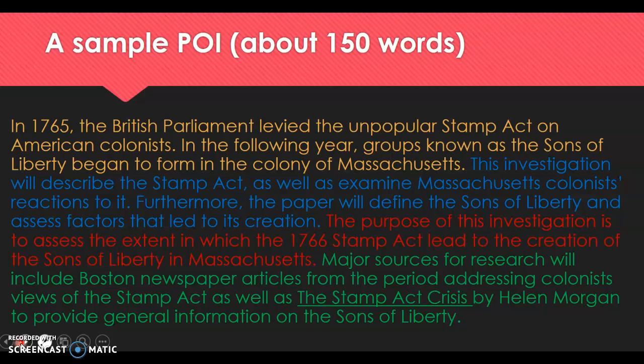It's implied in this. In 1765, the British Parliament levied the unpopular Stamp Act on American colonists. From that, I know that colonists are reacting. They don't like the Stamp Act. In the following year, groups known as the Sons of Liberty began to form in the colony of Massachusetts, okay? This tells me that there is an interest I have in linking the creation of the Stamp Act to the creation of the Sons of Liberty, okay? It also leaves open that there is a possibility that the Sons of Liberty might have been created because of some other issue, because there's a year of time that separates these 2 events.